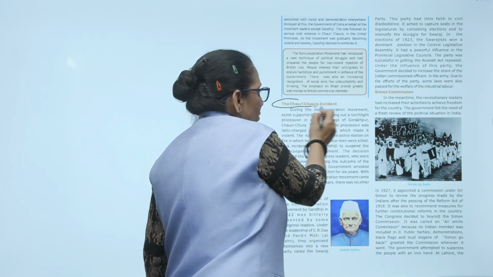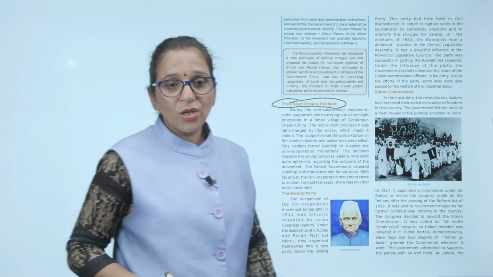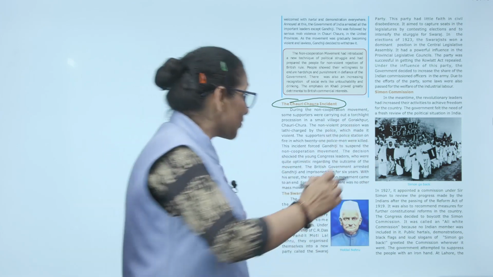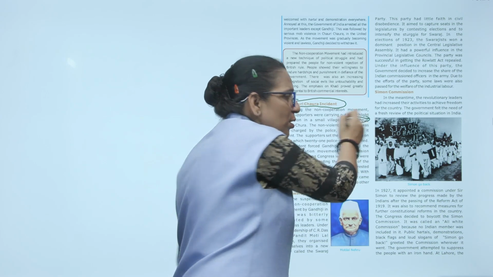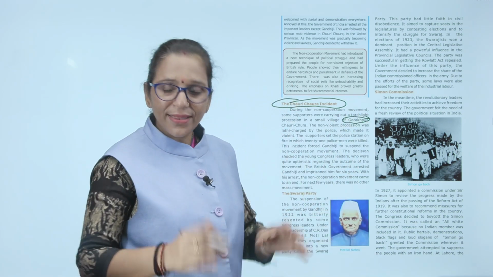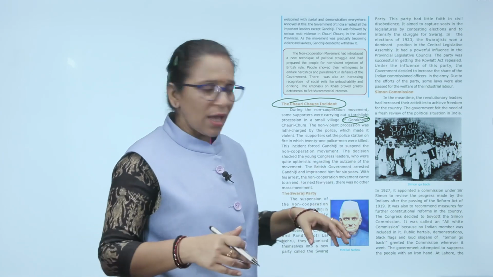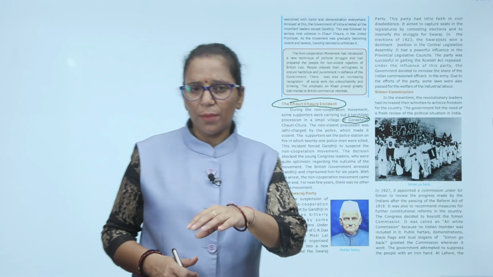Now moving to the Chauri Chaura incident. During the non-cooperation movement, some supporters were carrying out a torchlight procession in a small village of Gorakhpur. And where is Gorakhpur? In the UP, present-day Uttar Pradesh. What happened? The non-violent procession was taking place there. A lathi charge was done by the Britishers on the innocent satyagrahis. Now the satyagrahis became aggressive. And in aggression, they burned the police station where 22 policemen were burnt alive, killed.